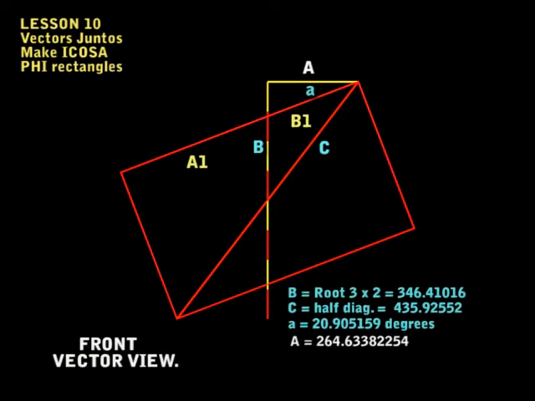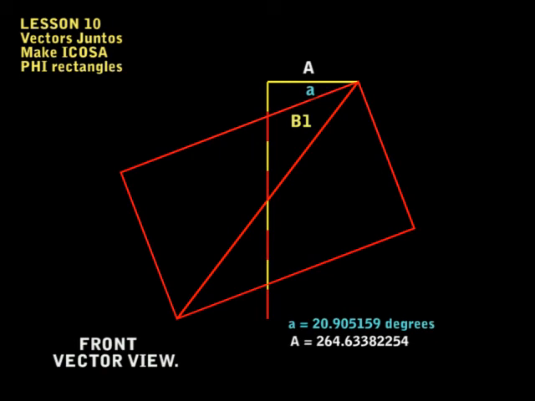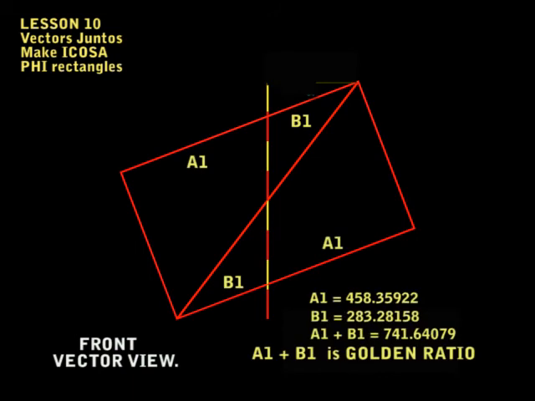So using the trig calculator, we found B1. And by taking B1 from the full length, now we know A1. Now when these results are double checked in a phi calculator, you will find that these are perfect golden ratio. Isn't that something?